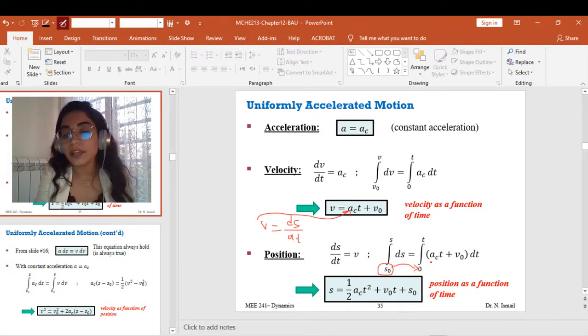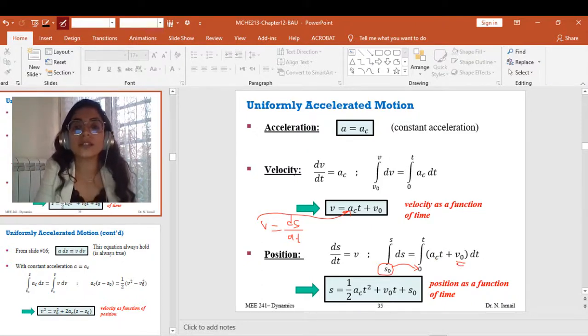And then, guys, I'm going to do this integration. Since ac is constant, I have to do the integration of ac t. Then the integration of ac t will be ac, since it is constant, t squared over 2. And what about the integration of v0? Since v0 is constant, it is the initial velocity, then the integration will be equal to v0 t.